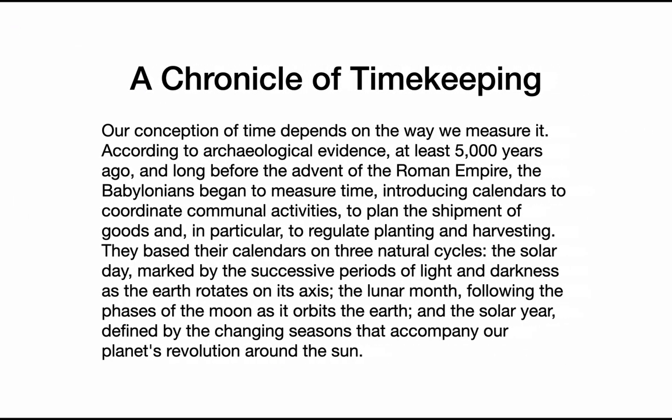A chronicle of timekeeping. Our conception of time depends on the way we measure it. According to archaeological evidence, at least 5,000 years ago, and long before the advent of the Roman Empire, the Babylonians began to measure time, introducing calendars to coordinate communal activities, to plan the shipment of goods and, in particular, to regulate planting and harvesting. They based their calendars on 3 natural cycles: the solar day, marked by the successive periods of light and darkness as the Earth rotates on its axis, the lunar month, following the phases of the moon as it orbits the Earth, and the solar year, defined by the changing seasons that accompany our planet's revolution around the sun.